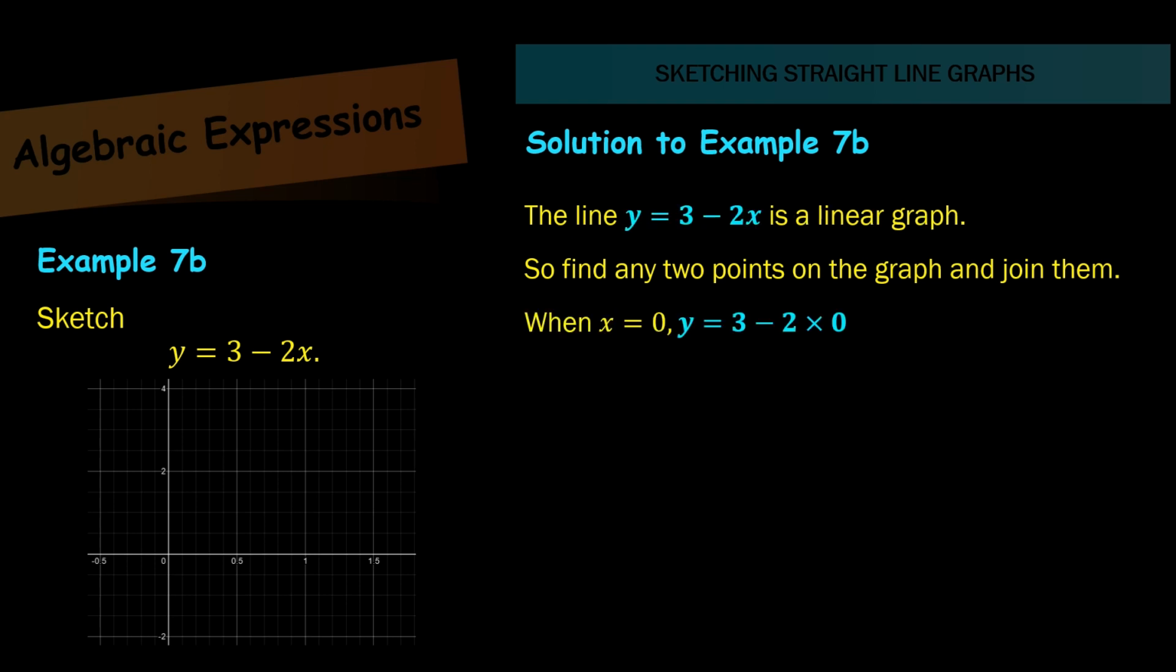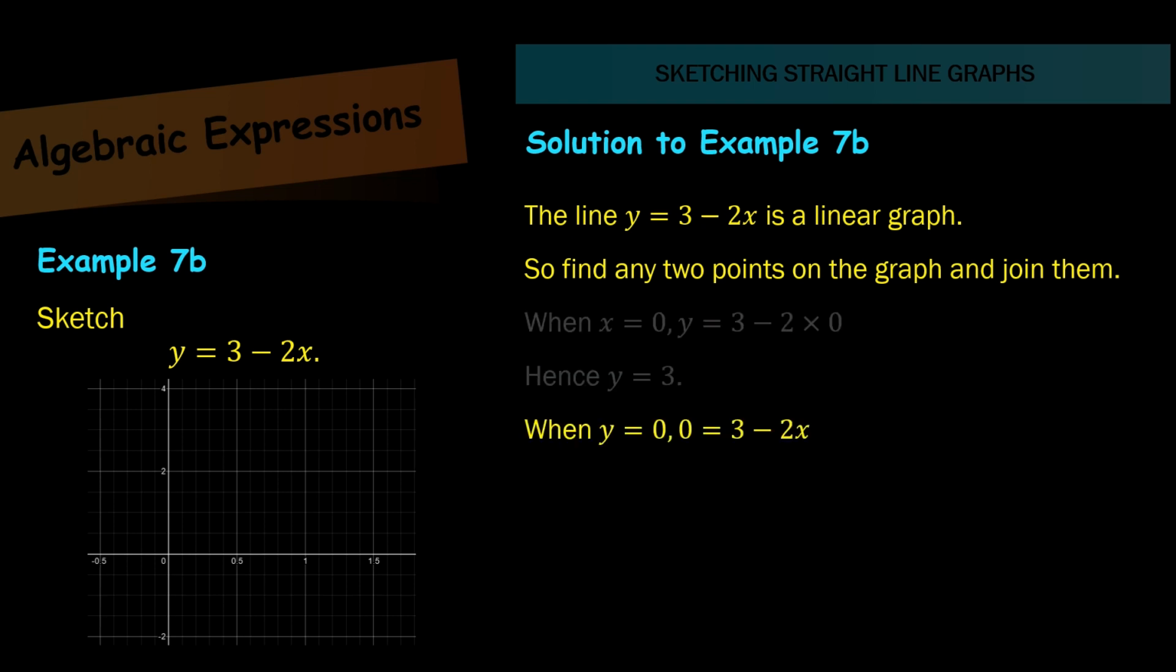So when x equals 0, plug in the values and tidy up to give y equals 3. So one of our points is 0, 3. Now when y is 0, plug in the values again, as shown. Then rearrange to give 2x equals 3. And finally divide by 2 to give x equals 3 over 2.